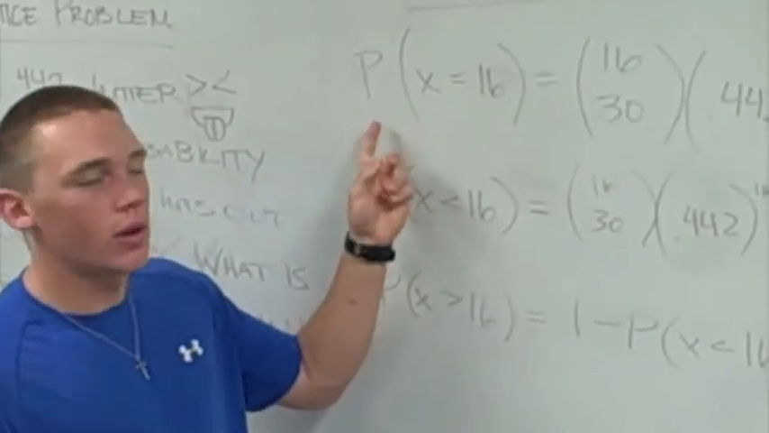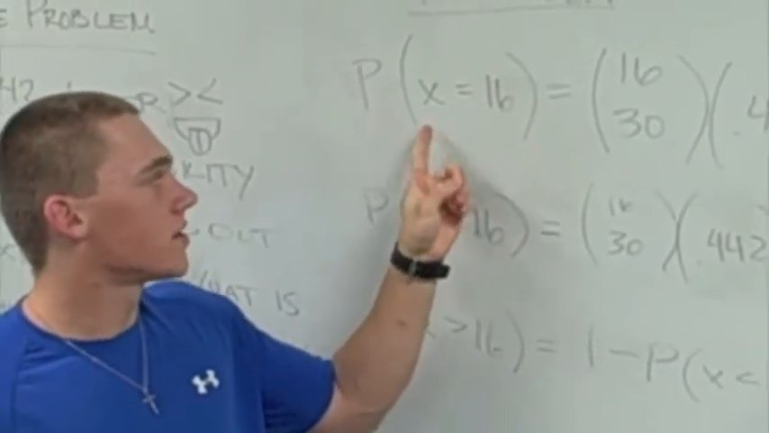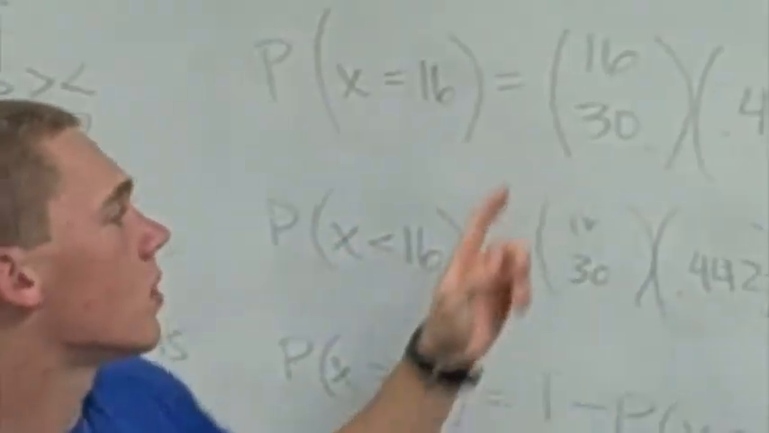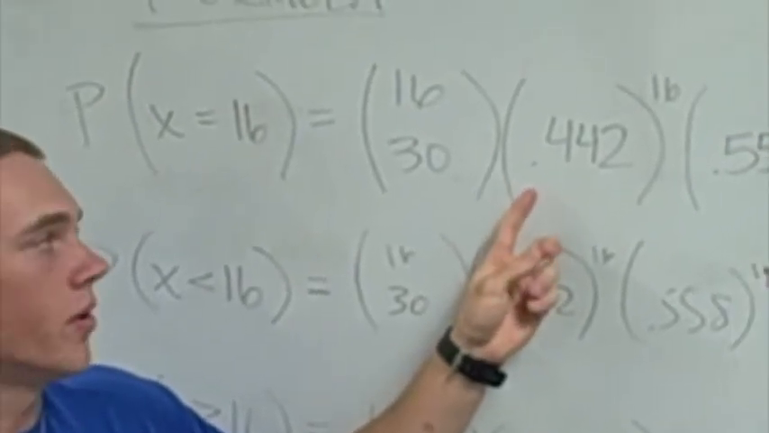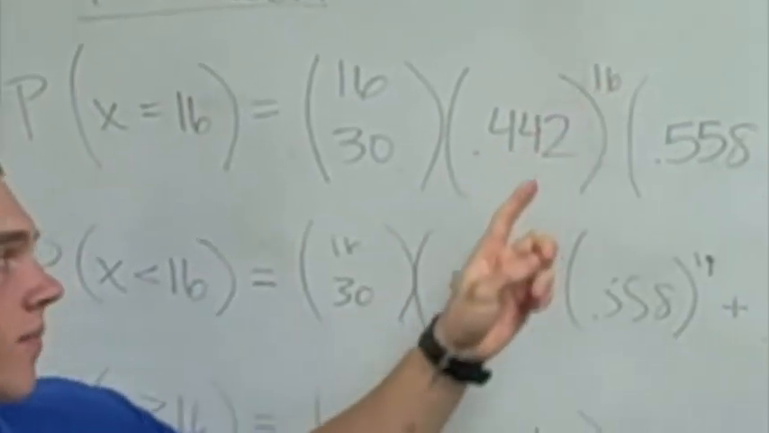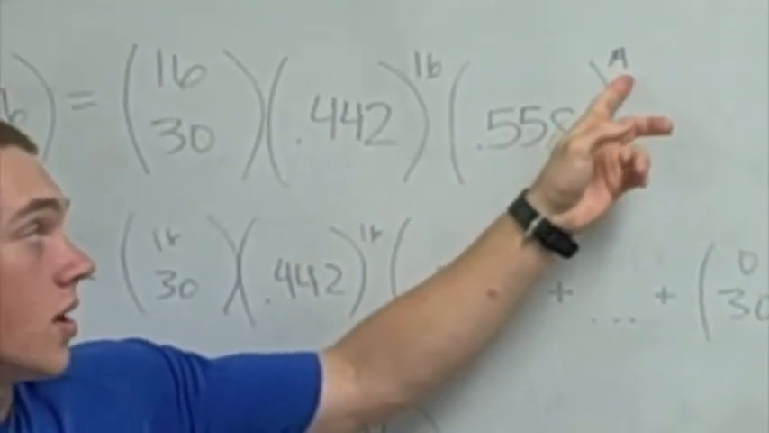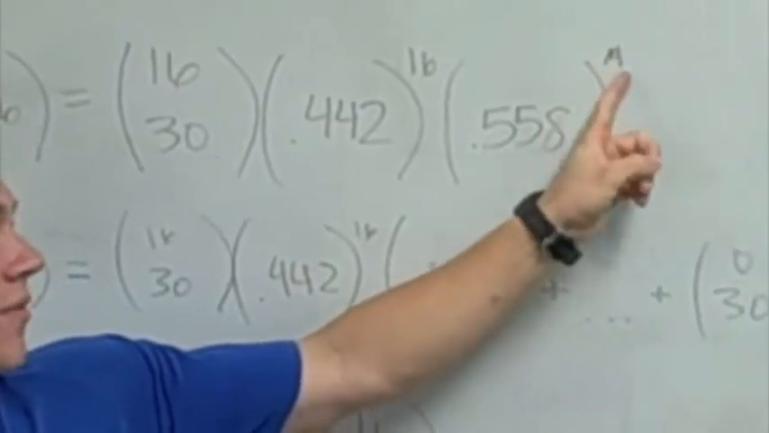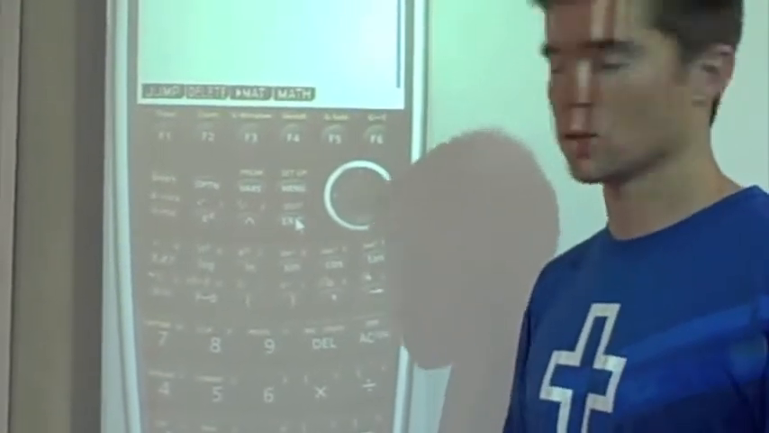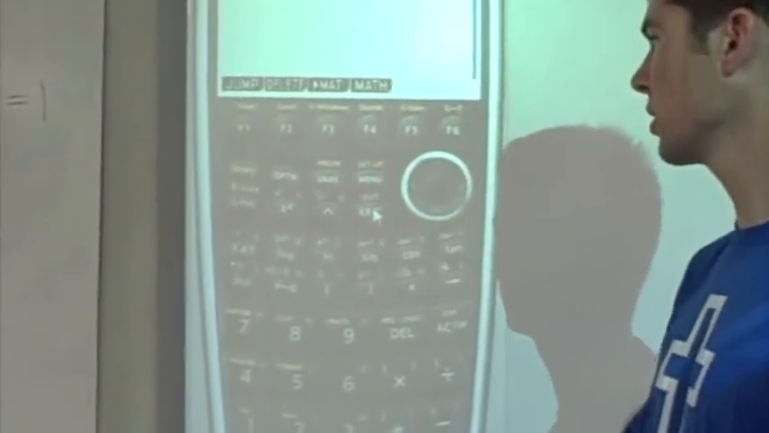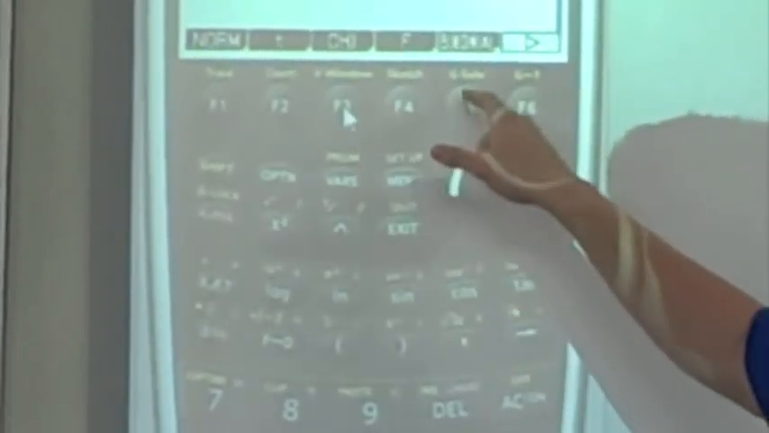Now we're solving for the probability that Z gets 16 hits in his next 30 at-bats. So P(X = 16) equals 30 choose 16 times 0.442, which is the probability, to the 16, which is k, and 1 minus p, which is 0.558, to the 30 minus k, which is 14. To calculate this on the calculator, we're going to go to options, statistics, distribution, binomial.